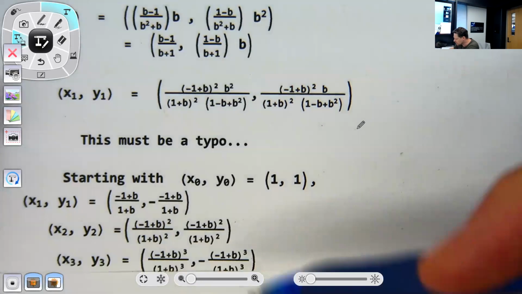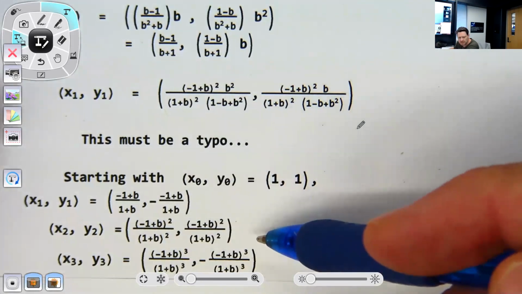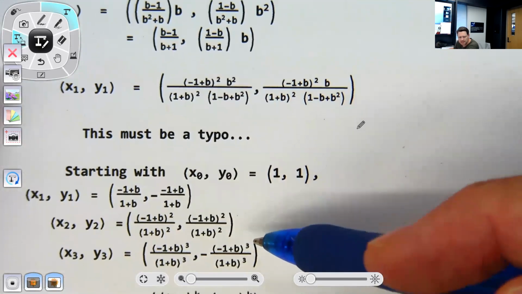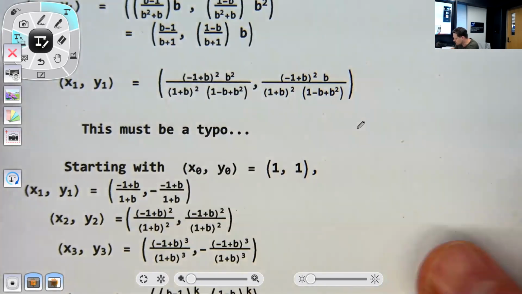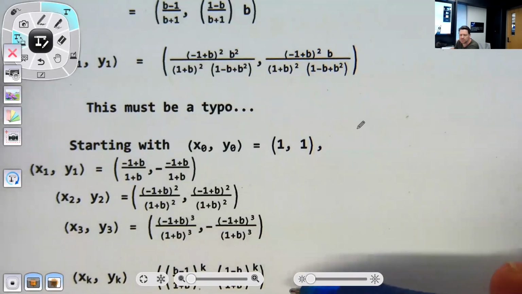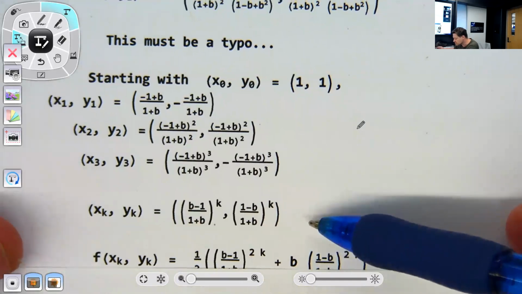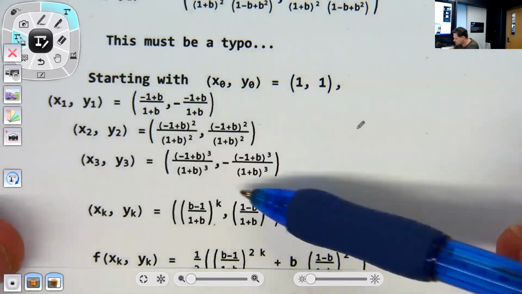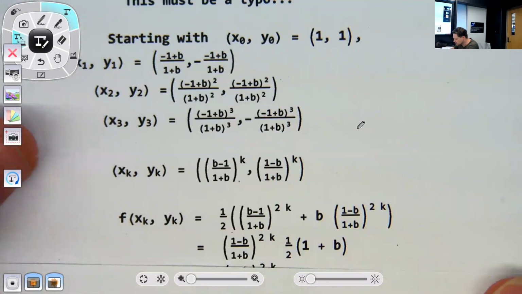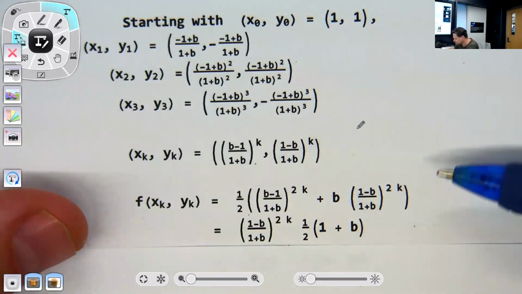So I get x1, y1 is this, x2, y2 is this. And so I have quite a nice pattern going. x3, y3 is this, and so on, and then xk, yk is this. So now I have a closed expression for the points, and the powers are k. All right, so next, f of xk, yk, subbing everything in.